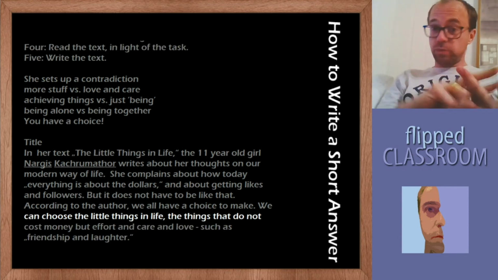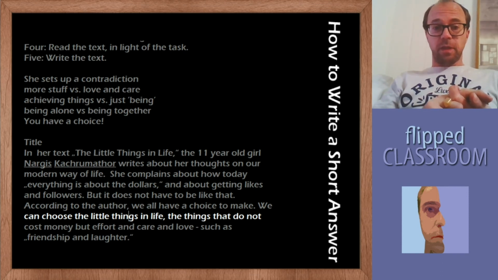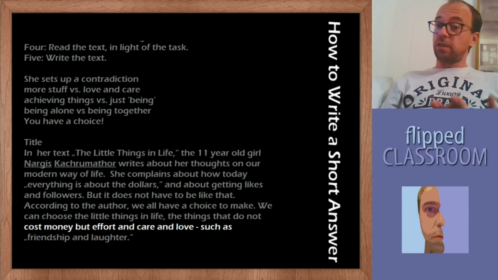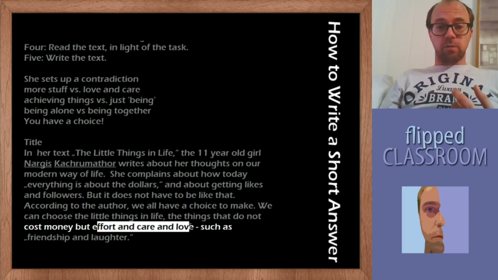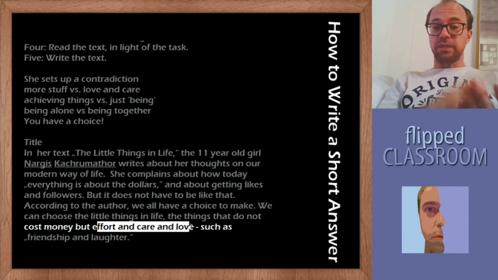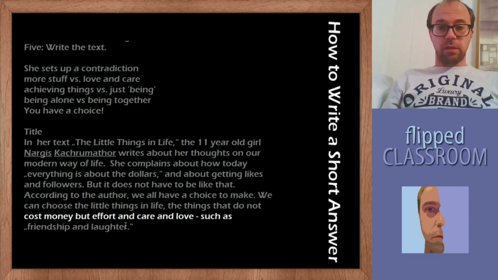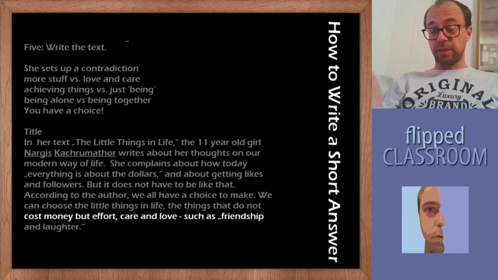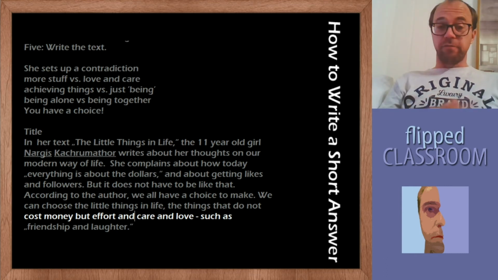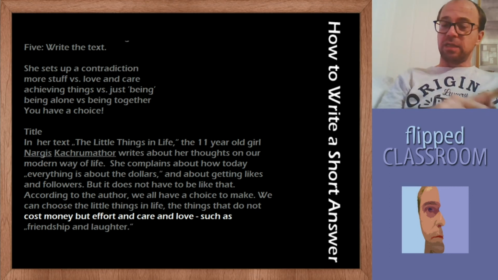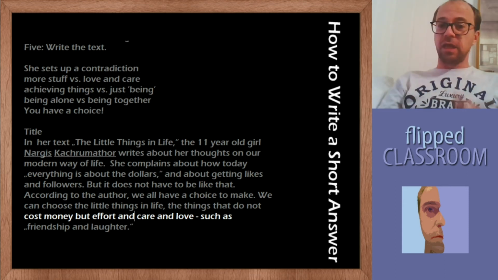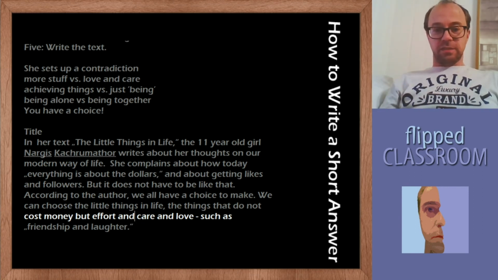First of all, now I have two examples from the text. That was part of the task. Also, there's a little comment on the style here, or how I write this. I say that things that do not cost money, but effort and care and love. Normally when you have three words like this and you list them, you would write effort and then you would put a comma here, effort, comma, care and love. You can put the and before the last word in a list like this. But just so you know that I'm aware of that. But I think it sounds better to put this and here because it kind of emphasizes each word more. So it costs effort and care and love, such as friendship and laughter. Okay.